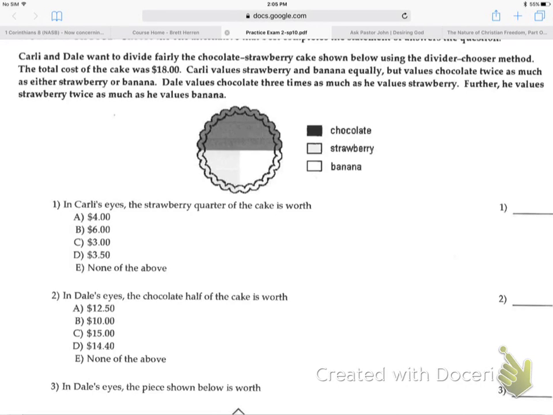Hey, let me give a little bit of help on this one because I think this one's a little bit tricky.